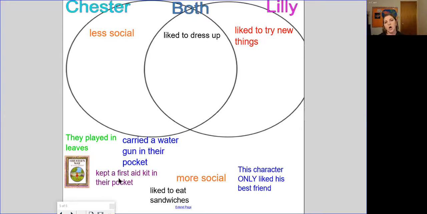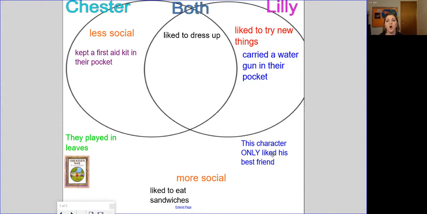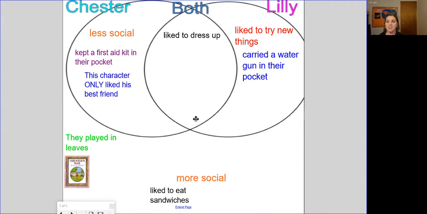Who was the more cautious, safe one and kept a first aid kit in their pocket? That was definitely Chester. And then who was the one that carried a water gun in their pocket? That was Lily. Oh, this character only liked his best friend in the beginning. I think we all know that's Chester. This character liked to eat sandwiches.